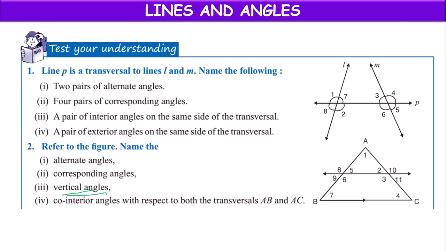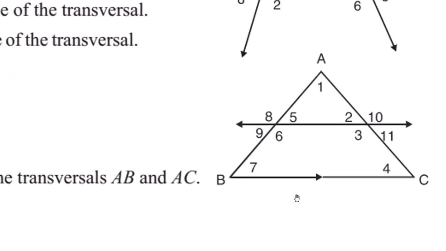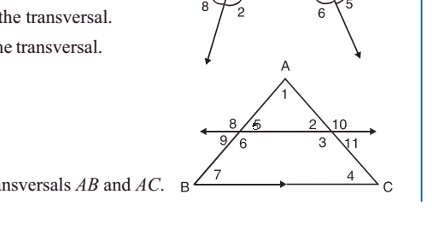Next, vertical angles means at the same point, vertically opposite angles. 8, 6, vertically opposite. 9, 5, vertically opposite. 2, 11, 10, 3 are vertically opposite angles. Co-interior angles: 5, 2, co-interior. 6, 3, co-interior.